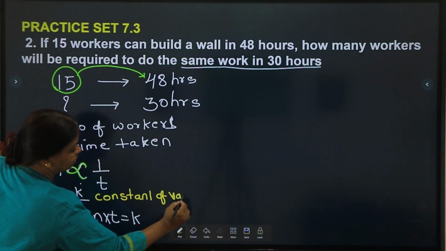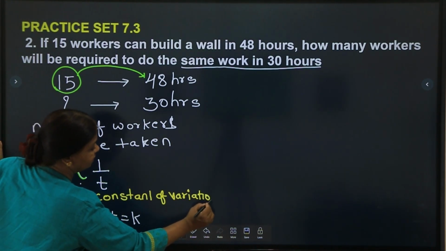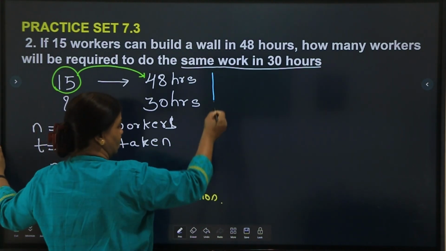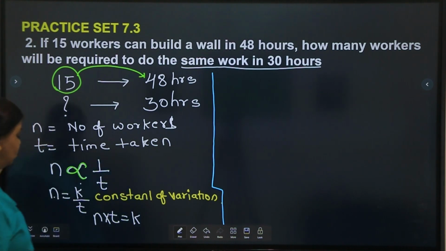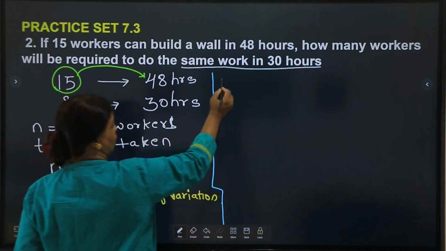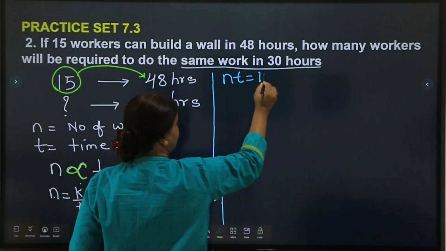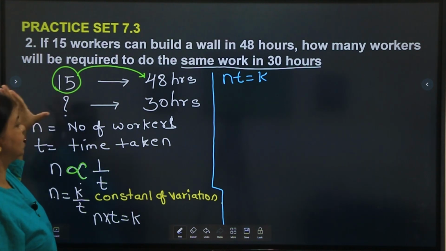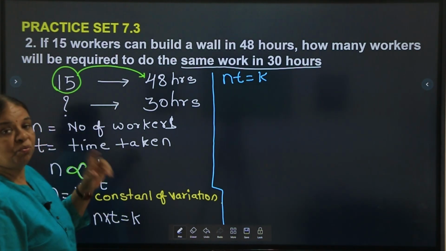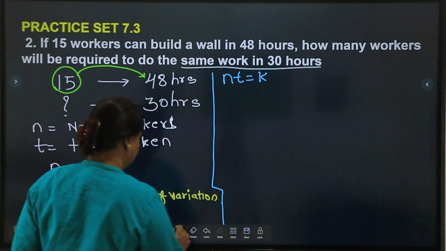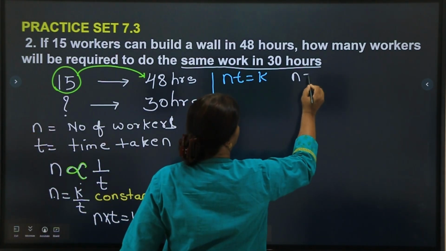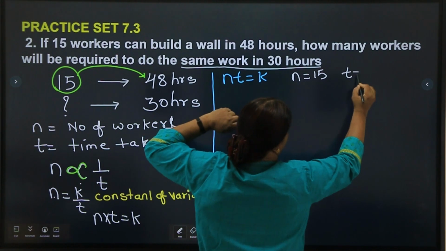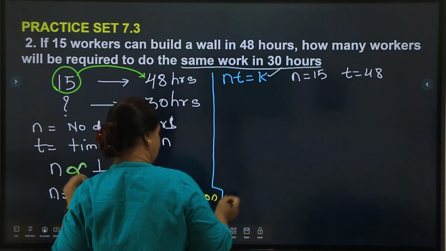Constant of variation. Okay. Now N into T is equal to K. So NT is equal to K. By the values which are given here, number of workers are 15 and time is 48, we can find the value of K. See, N is equal to 15 and time taken is 48 hours. So we will get the value of K.